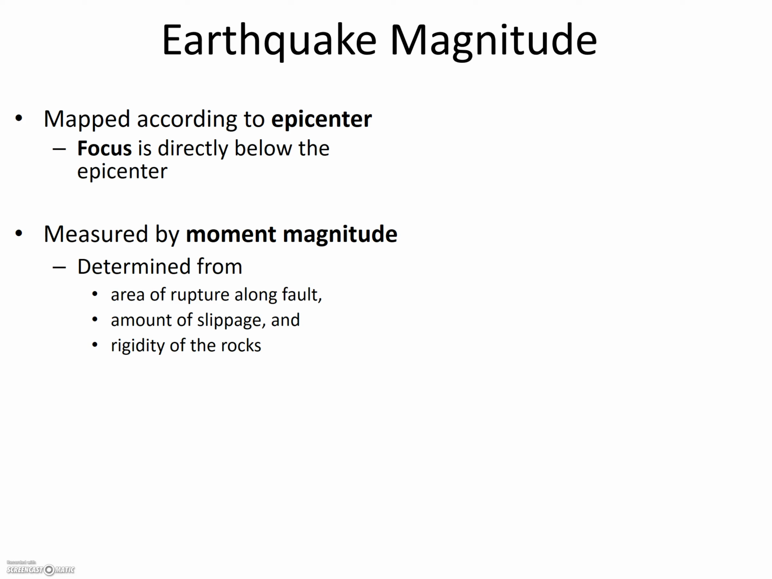The moment magnitude is determined from the area of rupture along the fault, the amount of slippage, and the rigidity of the rocks. Here are some motions to remember the 3 parts to determining moment magnitude. Rigidity, or strength of the rocks. Ooh, I'm strong.